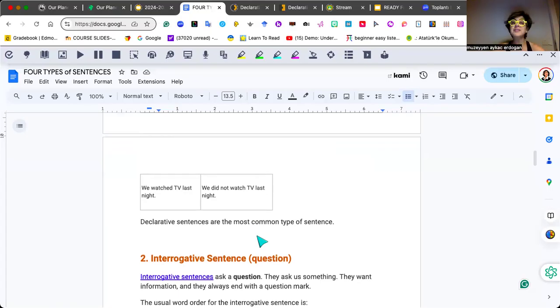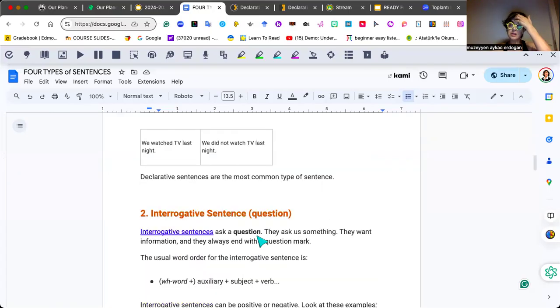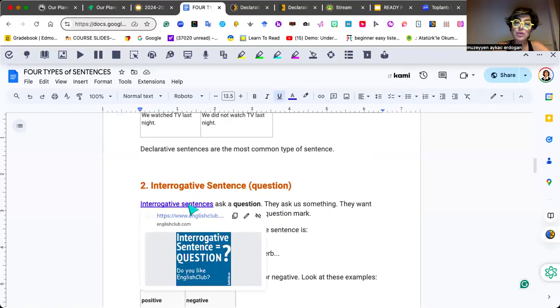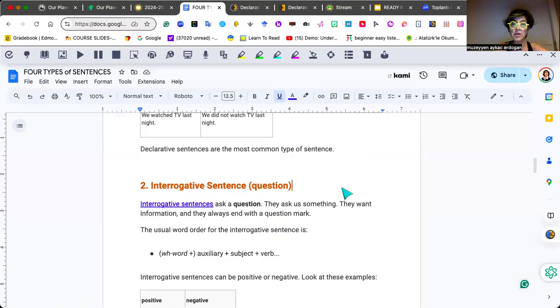So we have another type in this list. Okay, this is interrogative sentence. This is also question sentence. Again, when you click these blue words, you can reach more details about the interrogative sentence type. Okay, what we do here, we ask a question in this type of sentence. We ask a question because it's a question type. So if you need to ask a question, then you have to use this type of sentences.